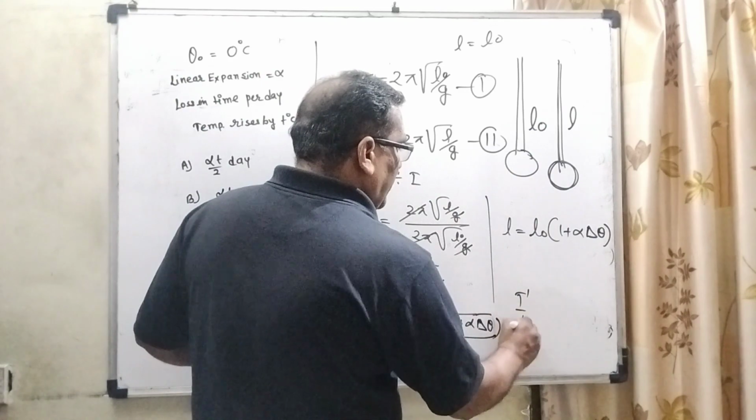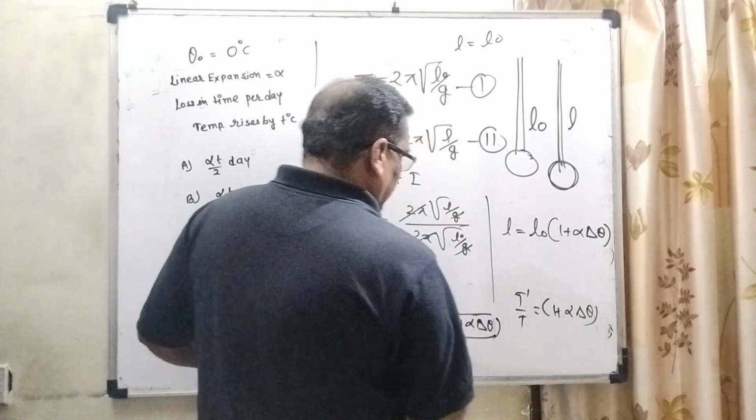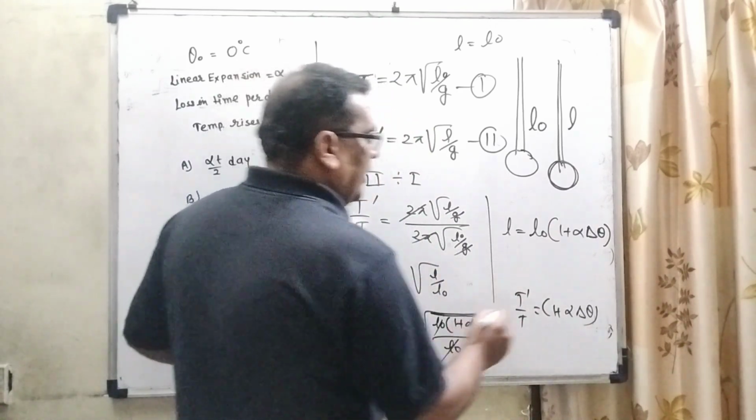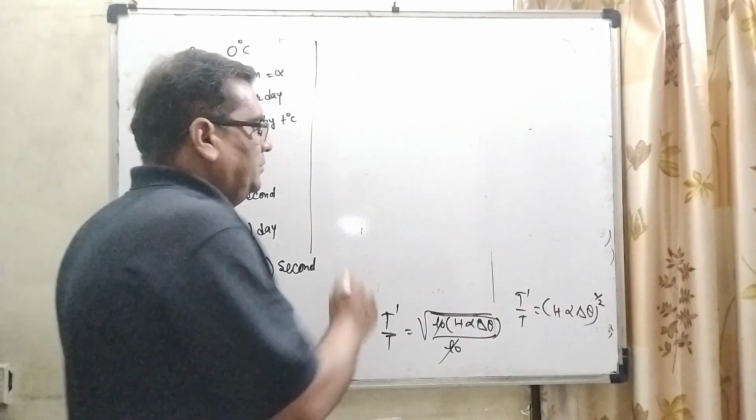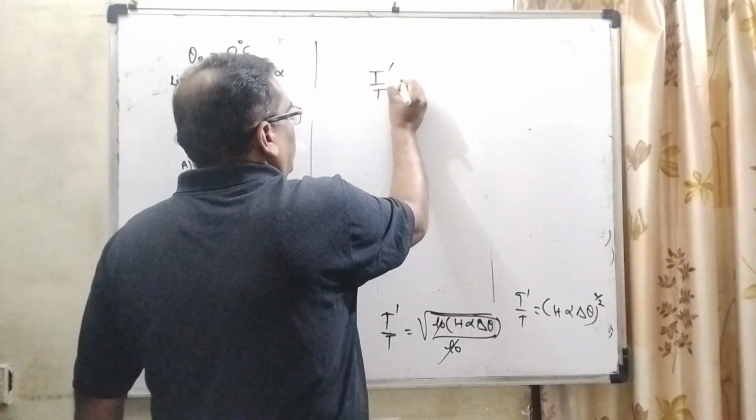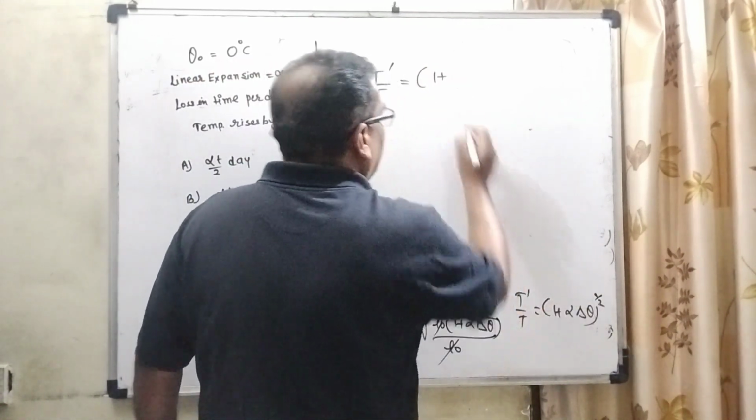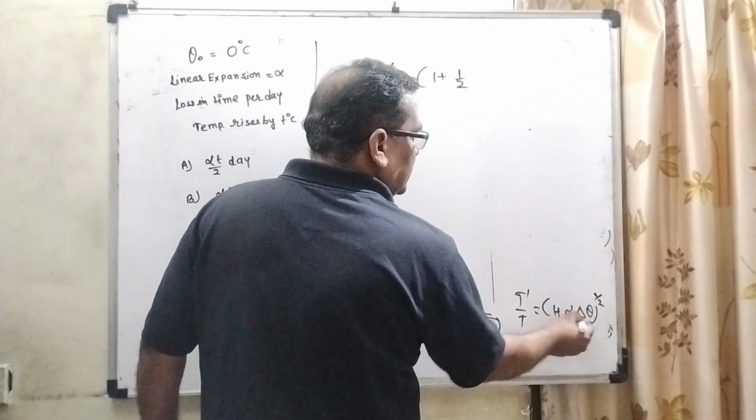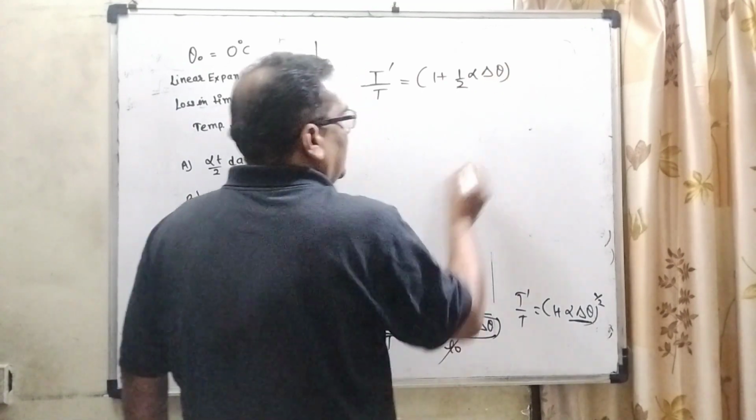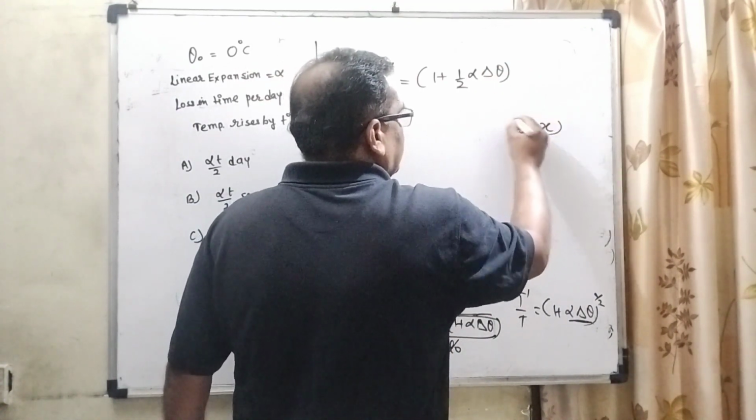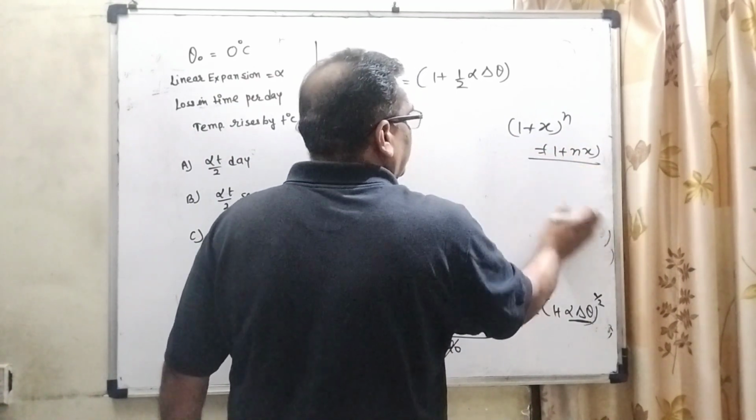Then T dash upon T is equal to (1 plus alpha delta theta), and it can be written in the exponent form as power 1 by 2. Now by using the binomial theorem, it can be written as 1 plus 1 by 2 into the second term, alpha delta theta. Here we use (1 plus x) raised to power n is equal to 1 plus nx. This is the binomial theorem concept.